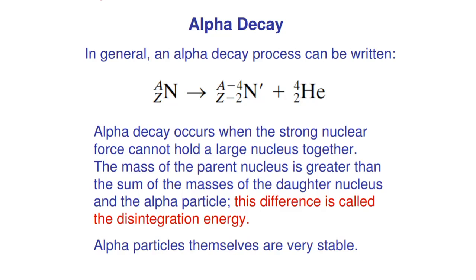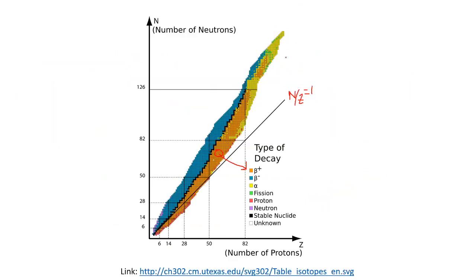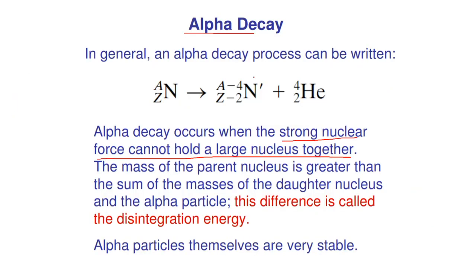decay. So this alpha decay occurs when the strong nuclear force cannot hold a large nucleus together, and this decay occurs in those nuclei which have more protons or a higher atomic number. As you can see in this graph, these are the nuclides which are decaying through the alpha decay process. They occur with a higher number of protons, fine, or higher atomic number.